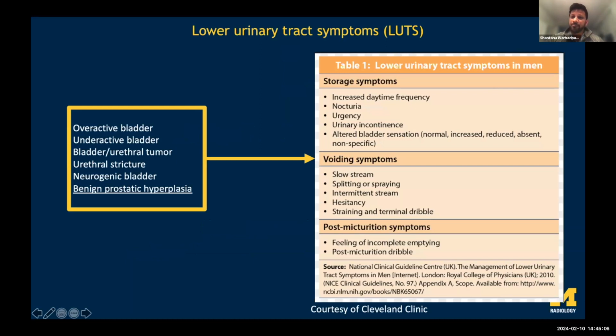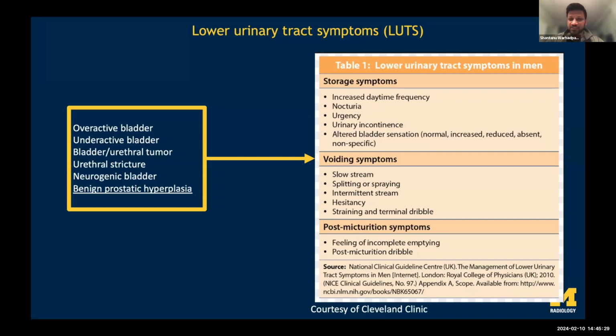But before we talk about BPH, you've got to learn about LUTS. So lower urinary tract symptoms in men, you have a whole set of symptoms. You can subdivide them into storage symptoms, so incomplete bladder emptying is sort of the main reason that happens, or voiding symptoms, an inability to create the pressure needed to create a good stream.